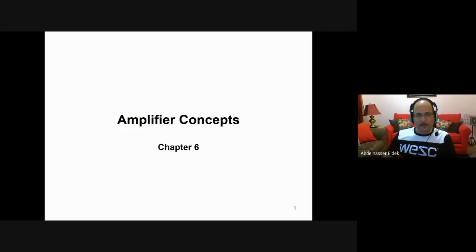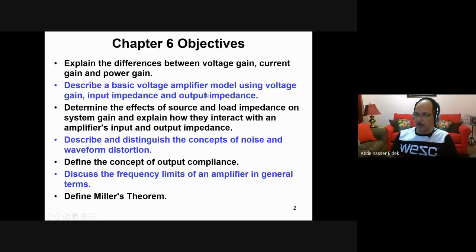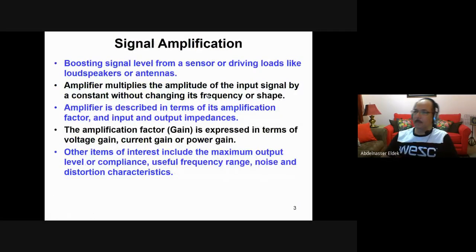Hello everybody, today I'll talk about chapter 6, which is about amplifier concepts in semiconductors, and this is a very simple and easy chapter. So let us go through the chapter. It's just objectives. Okay, let us define what the meaning of signal amplification is first.